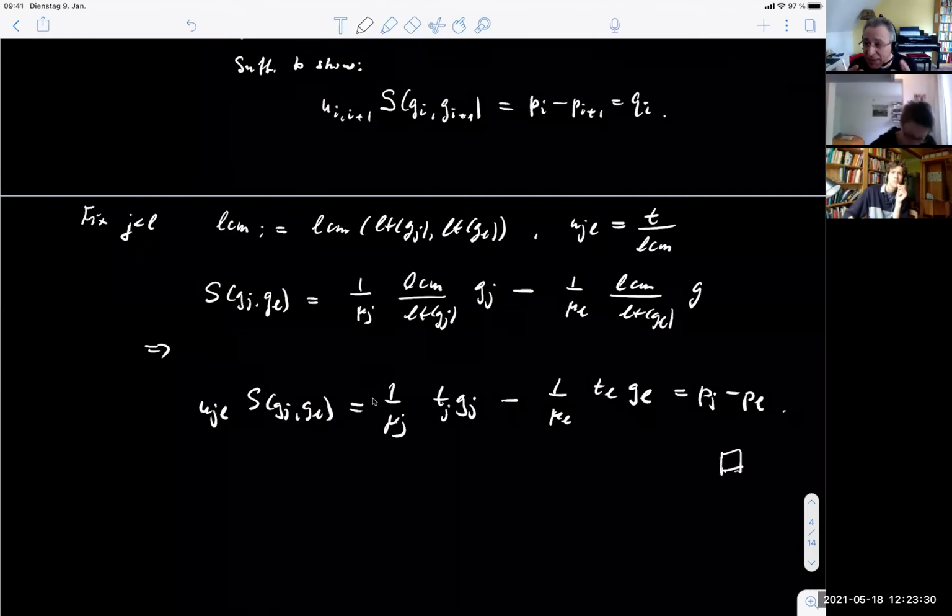Actually, these proofs, when you write them down, are really ugly with all the indices. But if you think about it, or maybe look at an example, you see it's really simple. I mean, there's not much happening here. Any questions on that? Okay, doesn't seem to be the case.